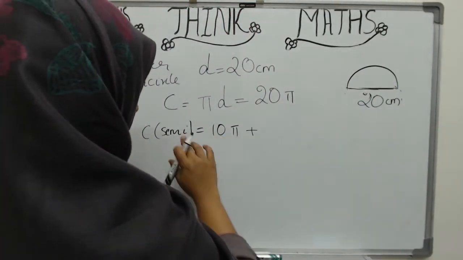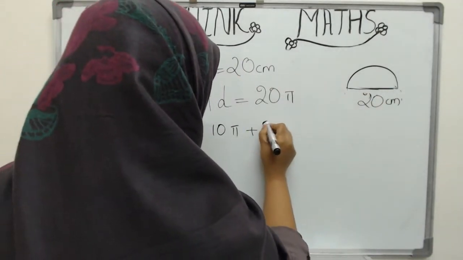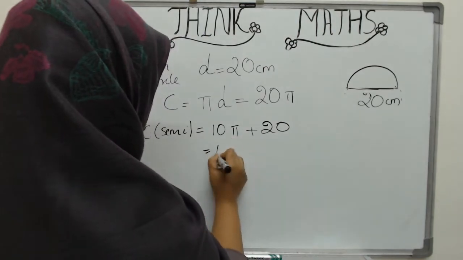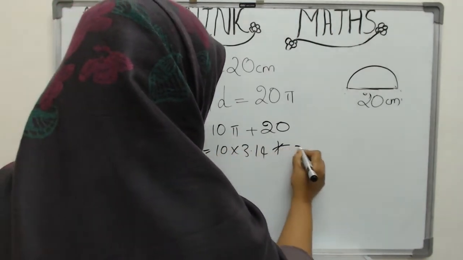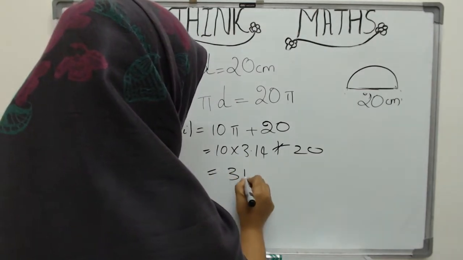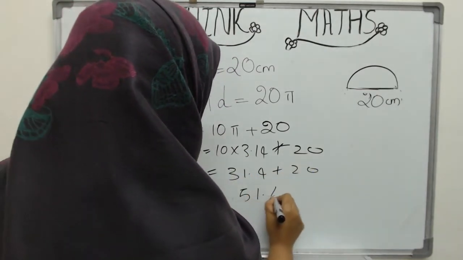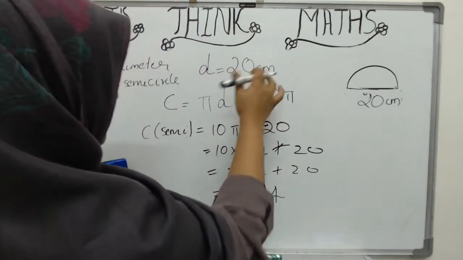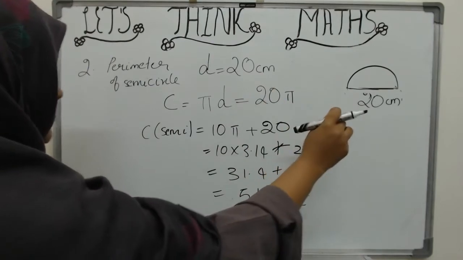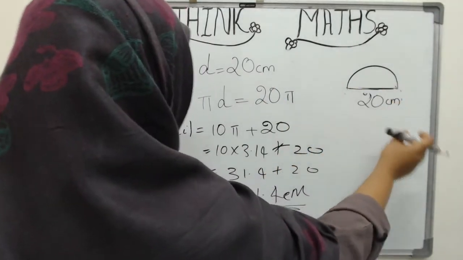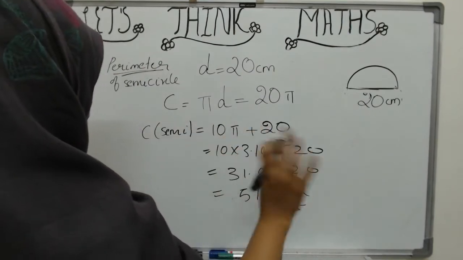So it is half of this perimeter plus diameter, which is 20. Here you can use pi to be 3.14, which is 31.4 plus 20, which is 51.4. And what is the unit? The unit is centimeter. Now remember, this adding of the diameter is only for the perimeter. The area has no such problem.